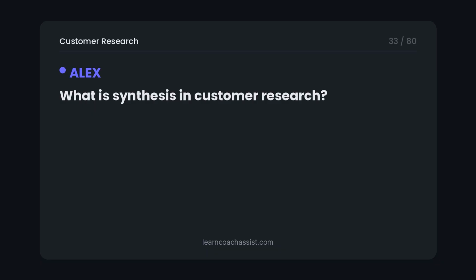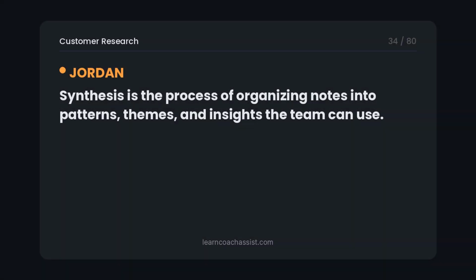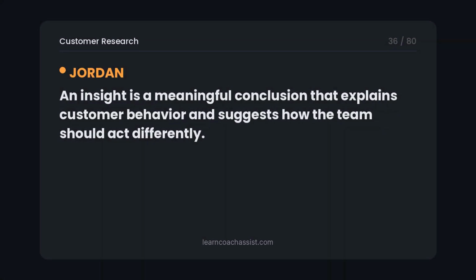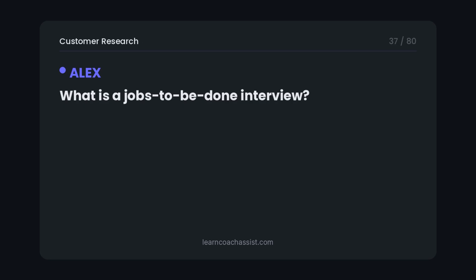What is synthesis in customer research? Synthesis is the process of organizing notes into patterns, themes, and insights the team can use. What is an insight? An insight is a meaningful conclusion that explains customer behavior and suggests how the team should act differently.